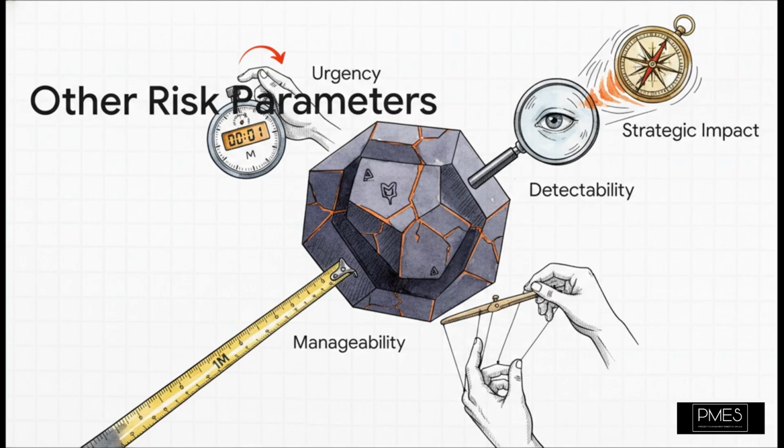Like, how soon could this happen? That's urgency. How easily could we spot it if it was happening? That's detectability. Or, can we even do anything about it? That's controllability. These extra parameters give you a much more nuanced view.